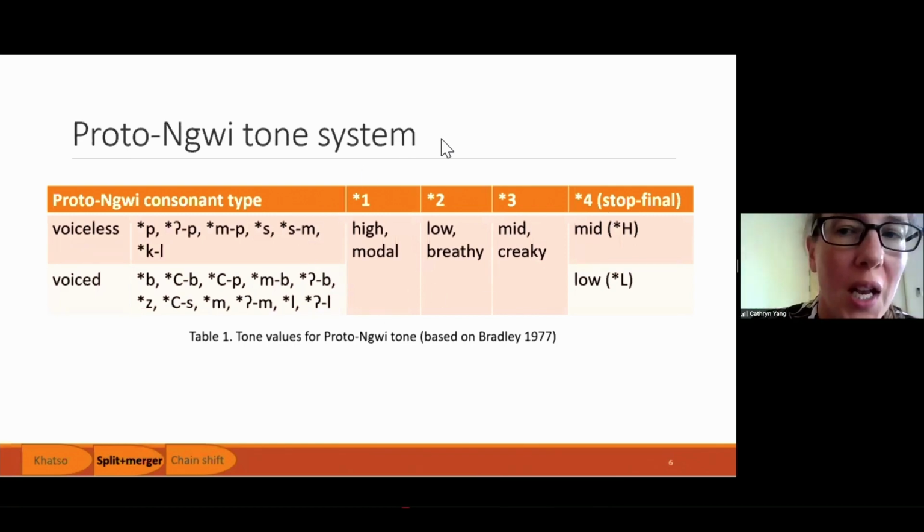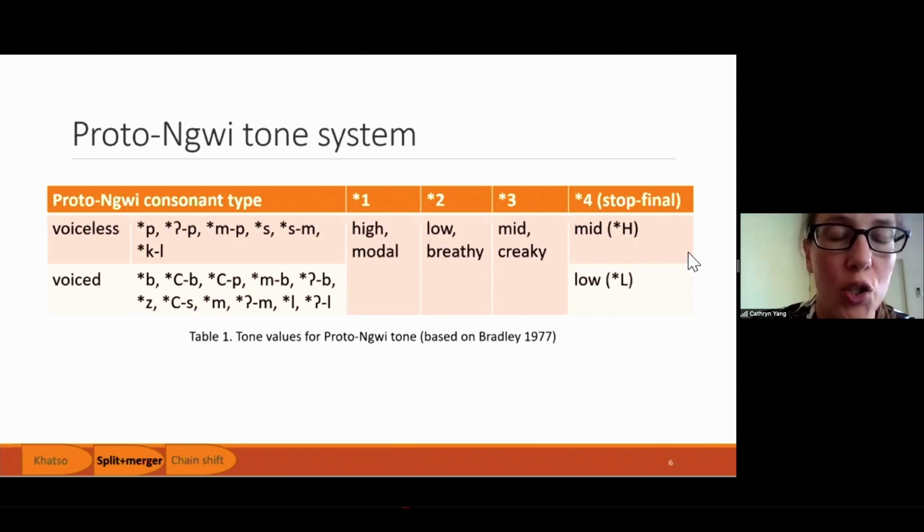Okay, so here is the reconstructed tone system for Proto-Ngwi. This is the ancestor language of all the Ngwi languages, based on Bradley 1977. And please ask me later why I think this is a pretty accurate reflection of what Proto-Ngwi tone actually sounded like. So Proto-Ngwi had what they call a 3+1 tone system, where there was a 3-way tonal contrast in syllables that ended with a vowel or a nasal. So we call that 1, 2, and 3. And a 4th category that was stop final.